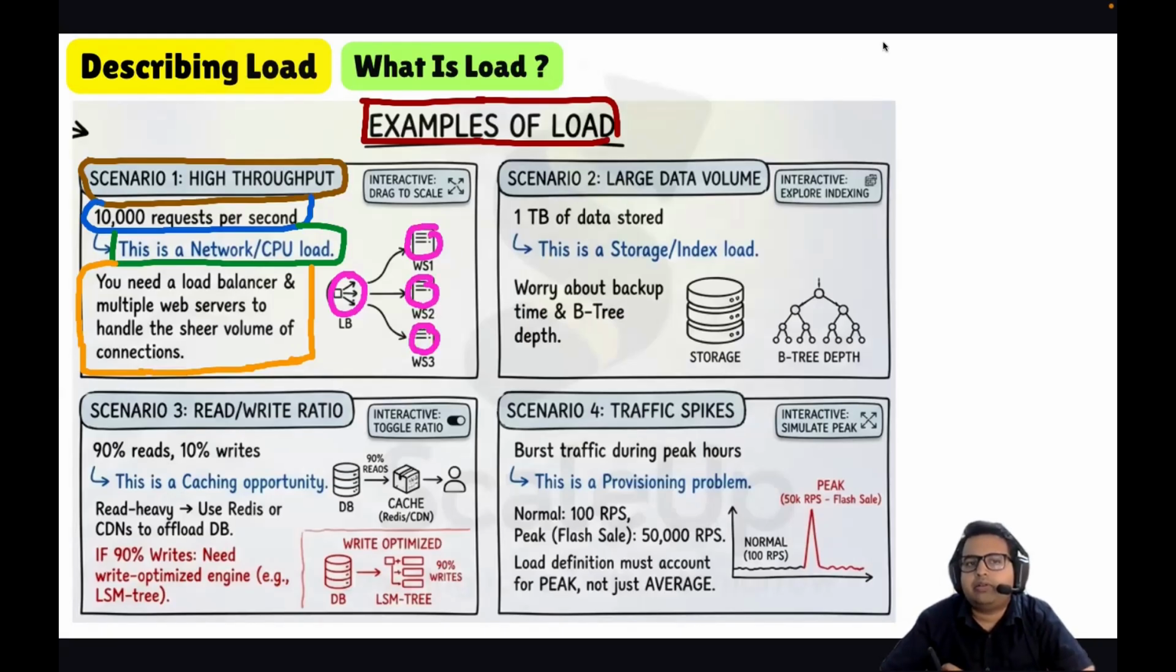Now scenario two, as we are discussing examples of load, is the large data volume. Let us suppose you have 1 terabyte of stored data.